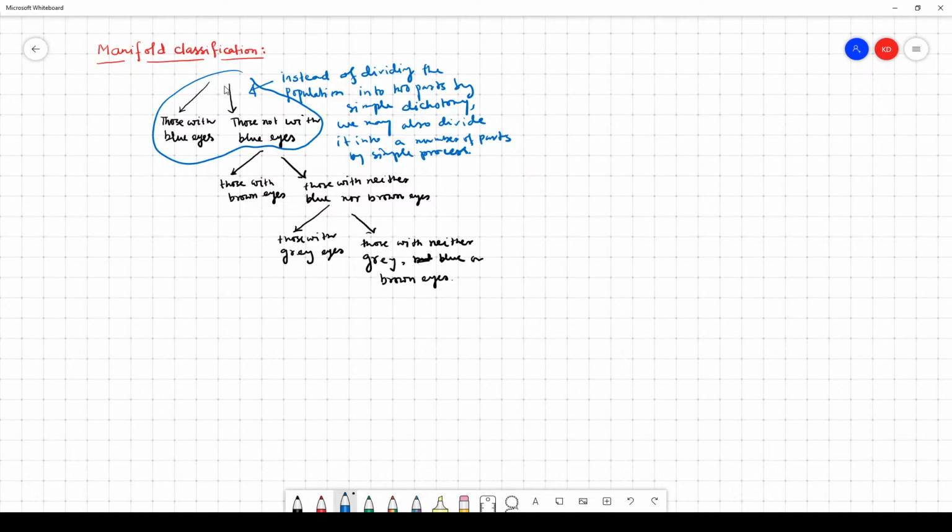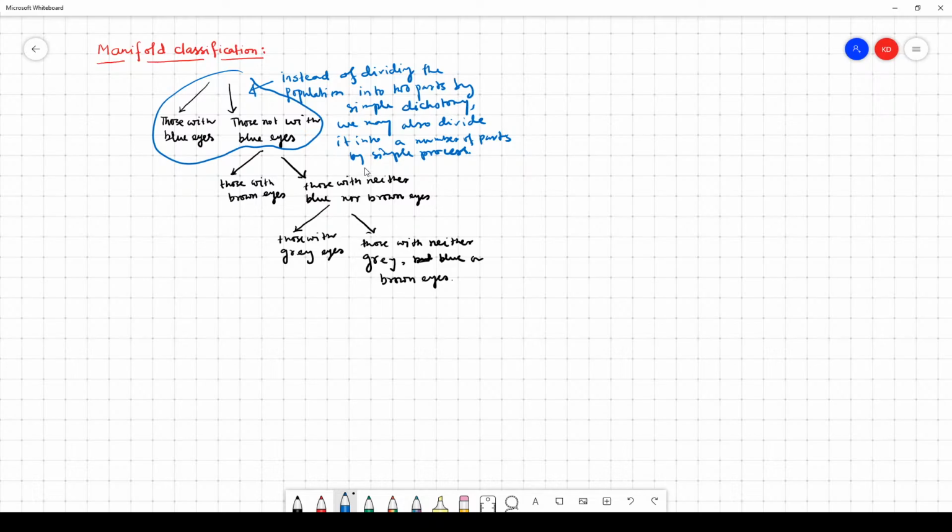In that example, we not only divide this population into two parts, those with the blue eyes, those not with the blue eyes. We divide those not with the blue eyes into two parts, those with brown eyes, those with neither brown nor blue. Again, I divide those with neither blue nor brown into two parts, those with gray eyes and those with neither gray, blue, nor brown eyes. If we classify our population in that way, this is called manifold classification.